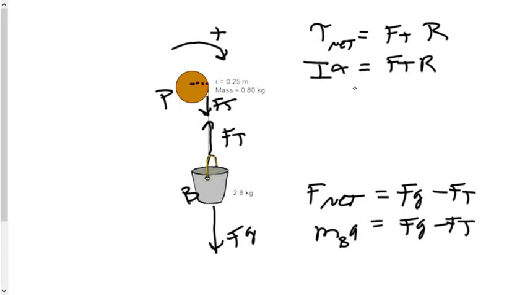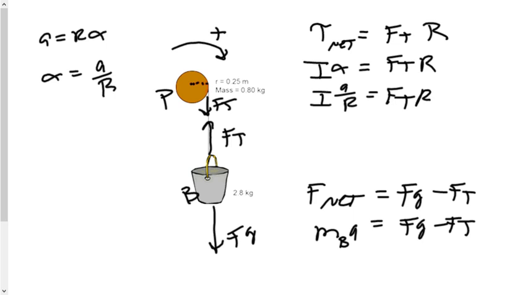Okay, now up here, how can we get rid of this alpha? Well, remember, acceleration does equal r alpha. So alpha is equal to a divided by r. So I'll have I, a divided by r is equal to force tension r. And then we can plug in for moment of inertia because this is going to look like a disk. So I is equal to 1/2 mr squared. So we can put 1/2 mr squared for that. We have our radius value. We're just solving for a.